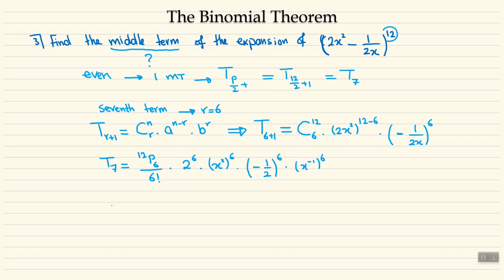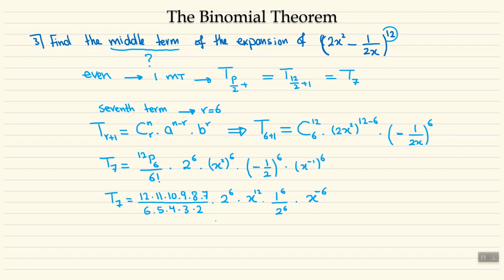So let's continue. T7 equals 12 permutation 6, which is 12 times 11 times 10 times 9 times 8 times 7, over 6 factorial, that's 6 times 5 times 4 times 3 times 2, times 2 to the power of 6 times x to the power of 12 times, if there is a negative and the power is even, then it becomes positive. So you'll have 1 to the power of 6 in the numerator over 2 to the power of 6 in the denominator, times x, you multiply these two powers by each other, minus 1 times 6 is minus 6.